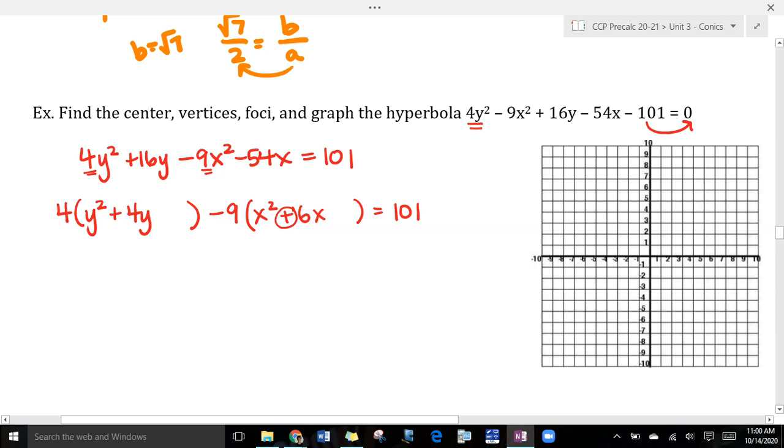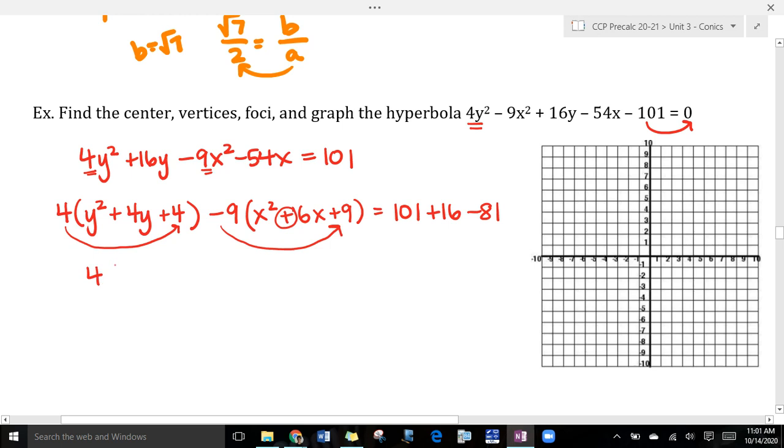For the y's, we're going to take half of the 4 and square it, which is a 4. But remember, we did not just add 4 to the equation. We just added 16. So I need to put a plus 16 on the right side. Same with the x's. Half of 6 squared is 9. But again, that isn't really a 9. It's a minus 81 because of the negative 9 hanging in the front. So minus 81. And now we can just clean it up like normal.